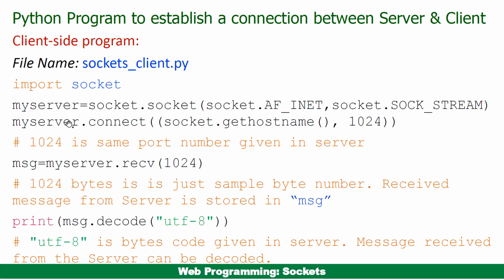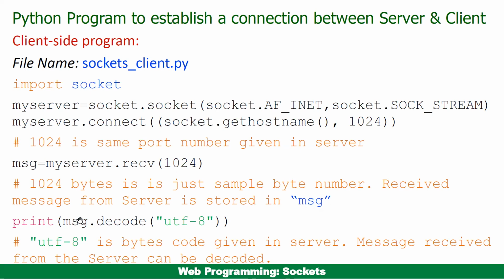Then you can connect to the server, my server.connect using the get host method with the same port number used in the server. In the server we used 1024, so use the same. Then receiving message, which can be stored in the object msg. Msg equal to my server dot receive with 1024. Here 1024 bytes is just a sample byte number; the message actually received from the server is stored in the message object.